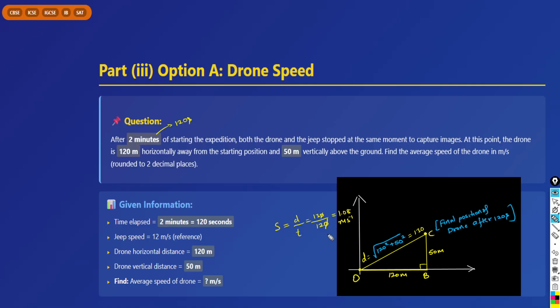Right? This would be my speed. I simply did distance by time. Time is known, 120 seconds. Distance is to be calculated. We easily did it using Pythagoras theorem.